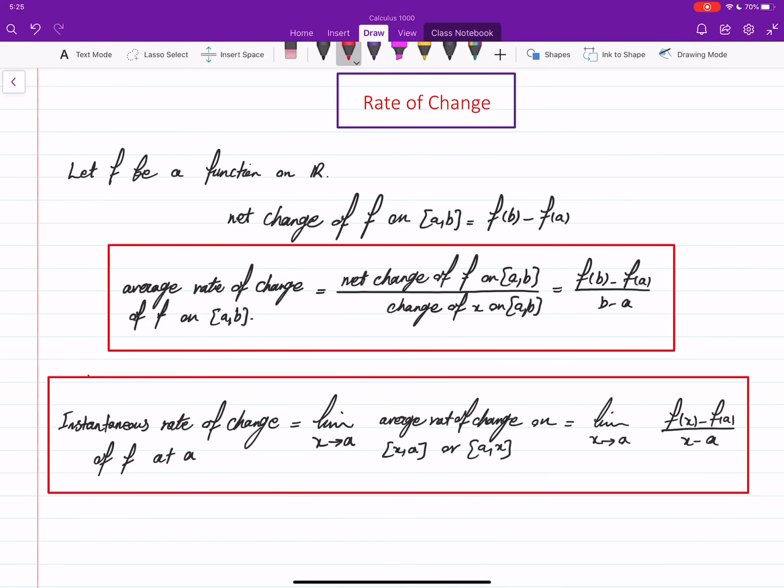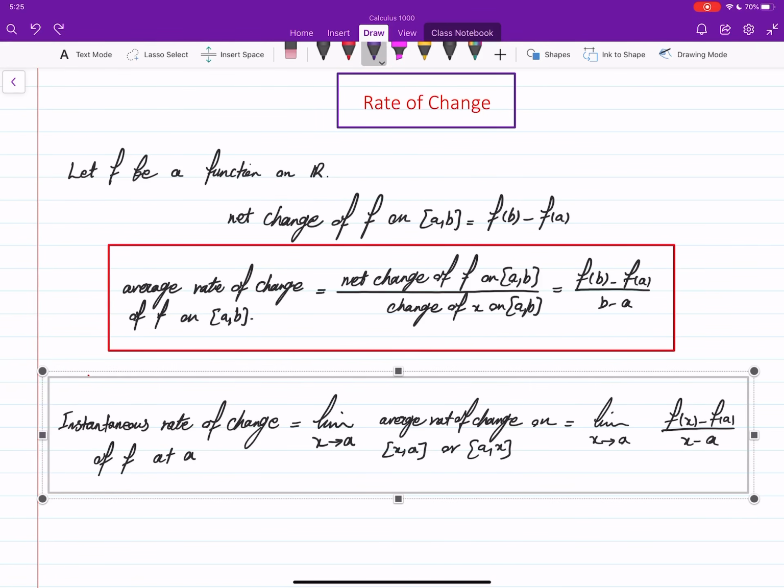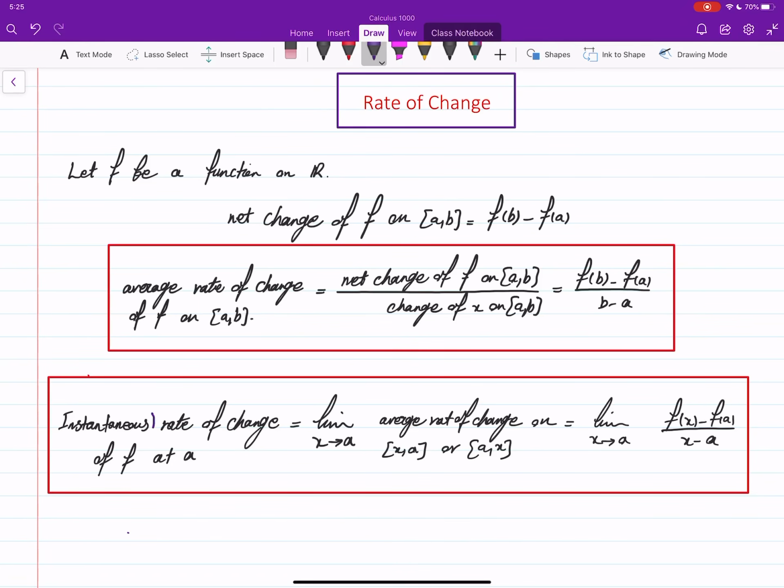By the way, this is a good point to mention that if you don't see the word instantaneous, and someone asks you what is the rate of change of a function at a point, that means instantaneous rate of change. For average rate of change, you will always see the word average, but for an instantaneous rate of change, we drop the word instantaneous. And you see the difference. For the average, we have an interval, but for instantaneous rate of change, or just rate of change, we need just one point.